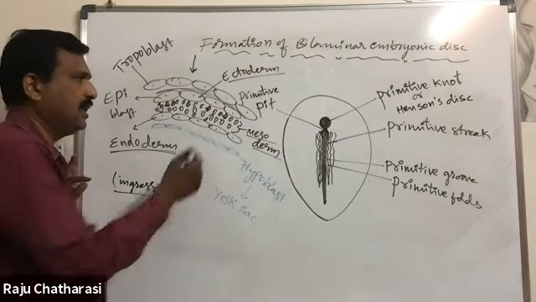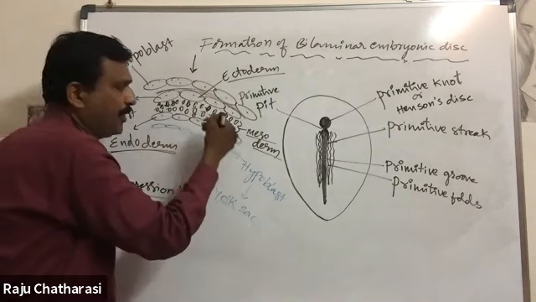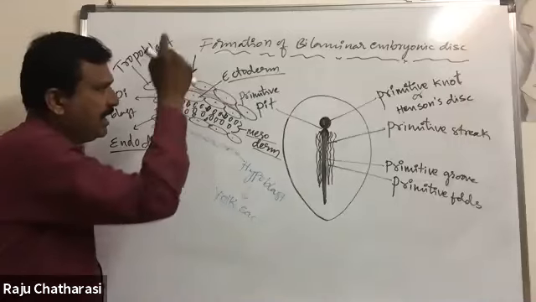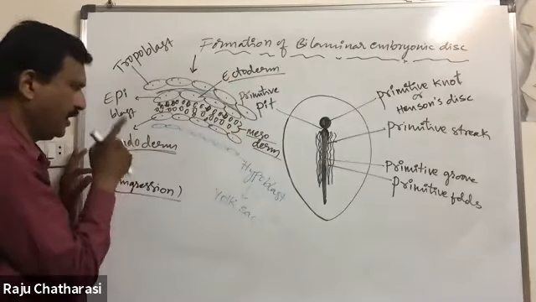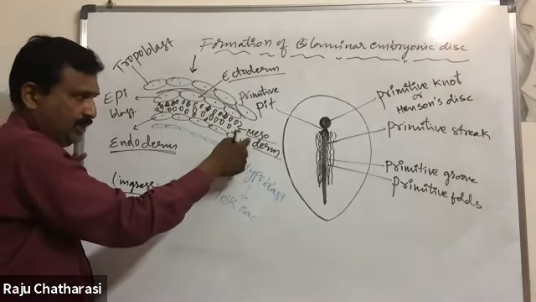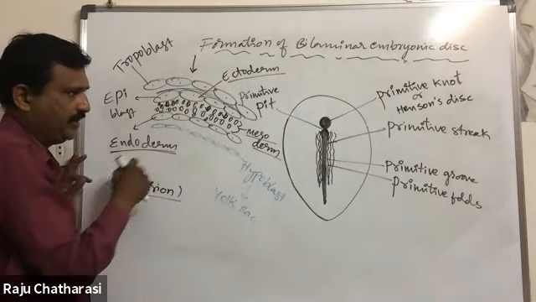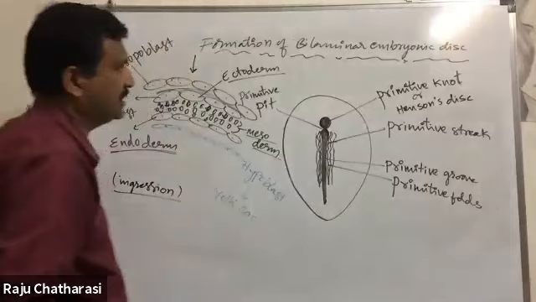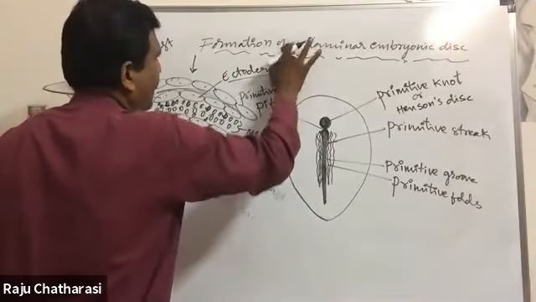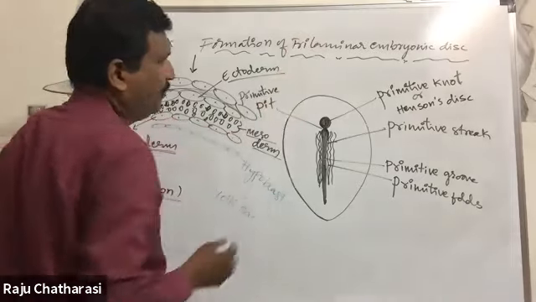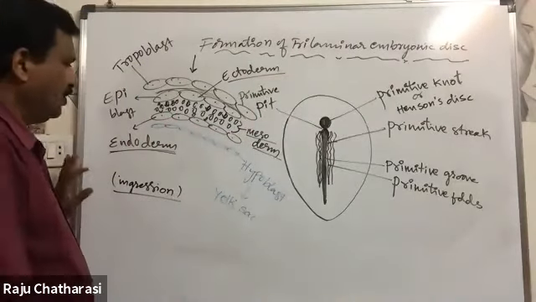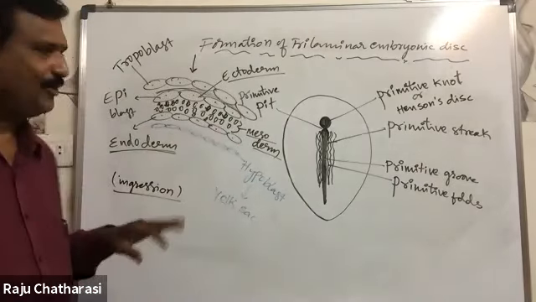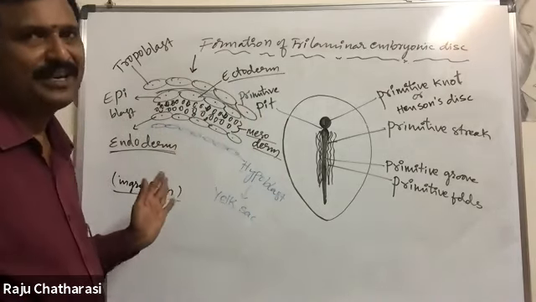In this way, three primary embryonic germ layers form: ectoderm, mesoderm, and endoderm. In this way, the trilaminar embryonic disc forms. Just make a change here: trilaminar embryonic disc. So this is now a triploblastic animal. It is going to develop into a triploblastic animal.